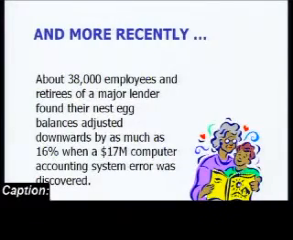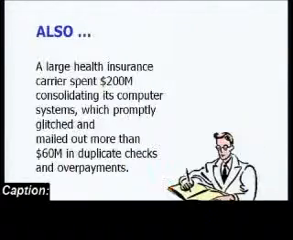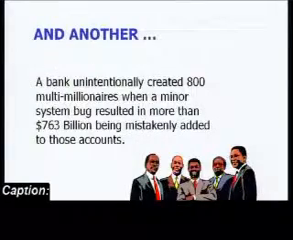More recently, about 38,000 employees and retirees of a major lender found their nest egg balances adjusted downwards by as much as 16% when a $17 million accounting system error was discovered. Also, a large health insurance carrier spent $200 million consolidating its computer systems, which promptly glitched and mailed out more than $60 million in duplicate checks and overpayments.